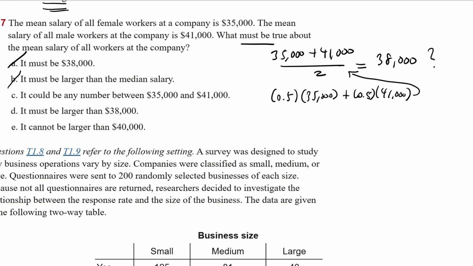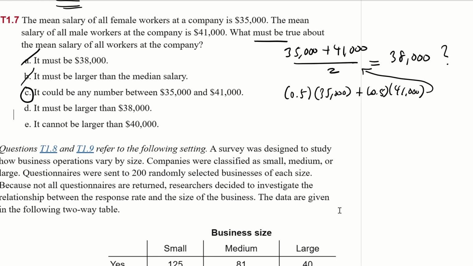Could it be any number between 35 grand and 41 grand? The answer is yes. For example, if we had no males, then the mean salary is simply 35,000. If we had 10% males, then the mean salary is likely to be close to 35,000, maybe 36,000 or whatever if you do the calculation. If there's a lot of males, then the mean salary is going to be closer to 41,000. So it's a number between those. So this is going to be true.